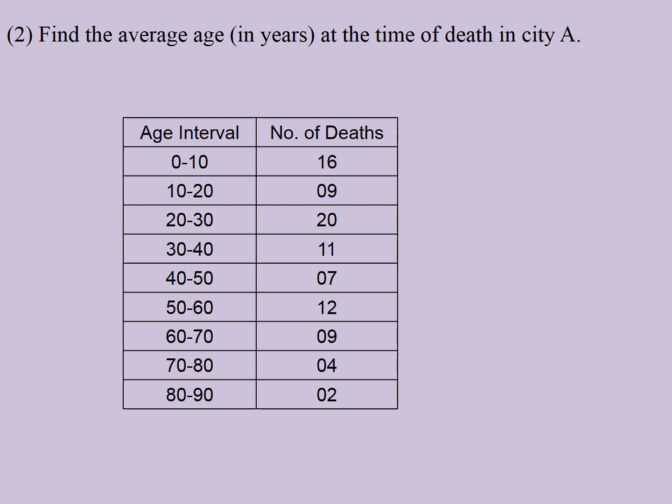90 years. In front of that, in the second column, we have the number of deaths in the particular age groups. For example, in the 0 to 10 years interval there are 16 deaths, in the 10 to 20 years interval there are 9 deaths, and likewise for each age group the number of deaths is mentioned. Your task is to calculate the average age, and this is an example of a continuous frequency distribution. So let's see how to calculate the average age at the time of death.